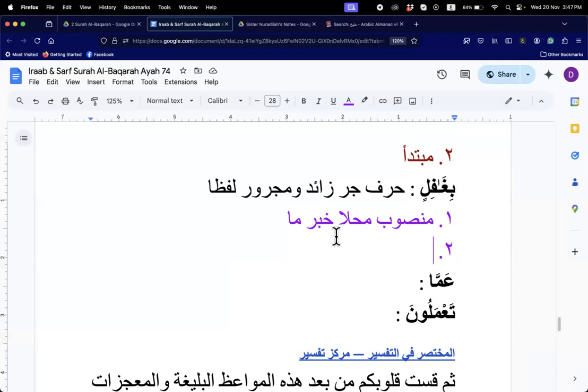Okay, and the other thing is, when I see this ba, how do I identify that it is ba zaidah with the meaning, or how do I say this? Sister, the meaning of harf jar zaid is to emphasize, right? So maybe later when we translate, I'll let you see how we translate the ba. But harf jar zaid gives you emphasis. It gives you a meaning of emphasizing, not like with or something like that. Okay?